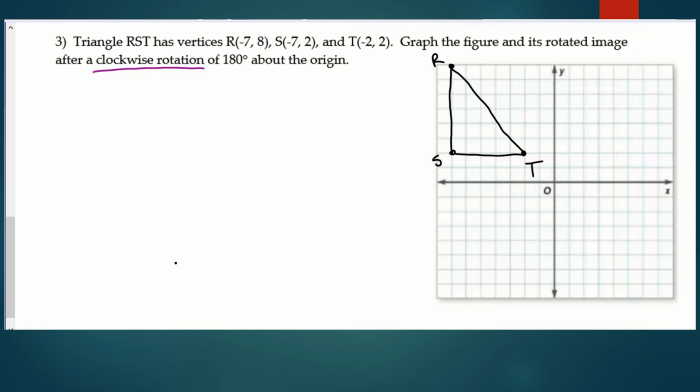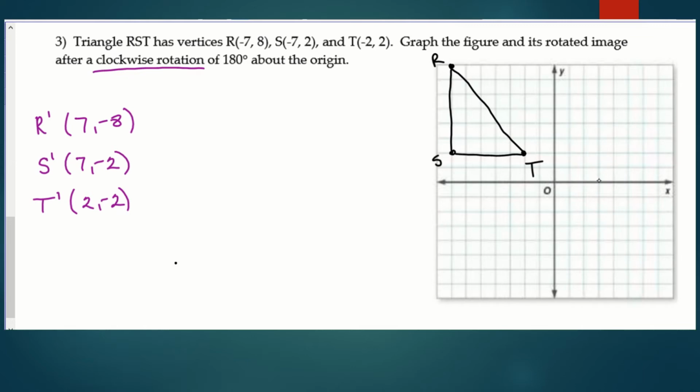So if I am looking at R prime here, my new R prime is going to be located at 7, -8. S prime is located at 7, -2. And T prime is located at 2, negative 2. All right, let's draw these triangles in here.